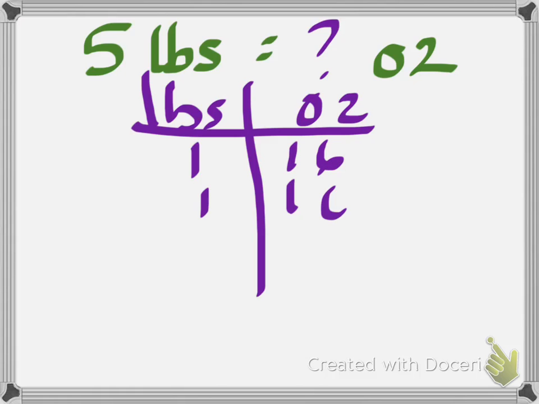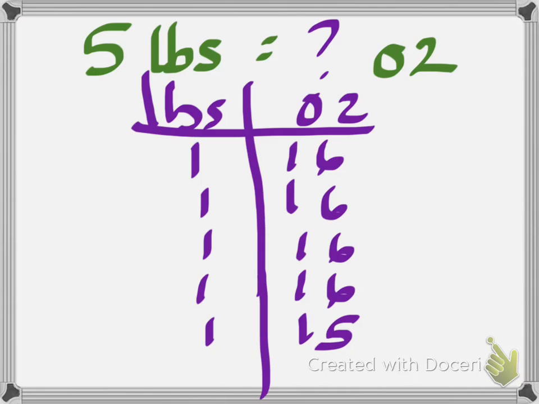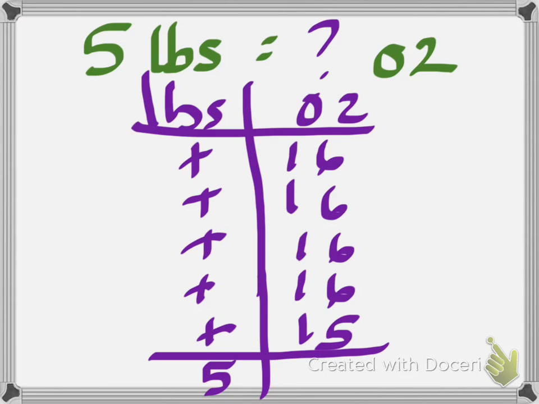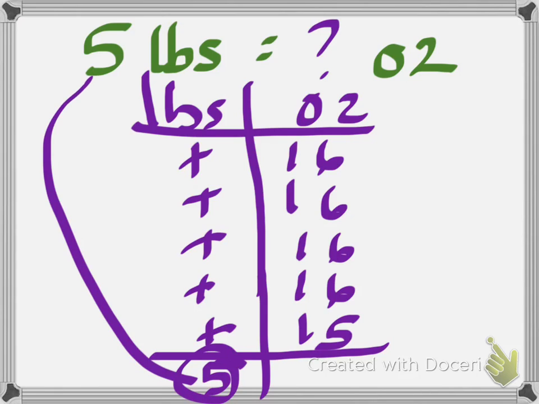So we keep doing that. There's another one, and that's 4, and then there's 5. Then we add those up. We have 1, 2, 3, 4, 5 pounds, and again, that's over here. And then we go ahead and add this up.